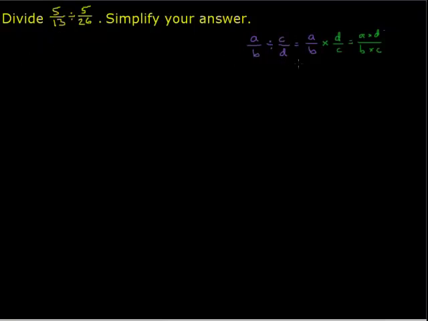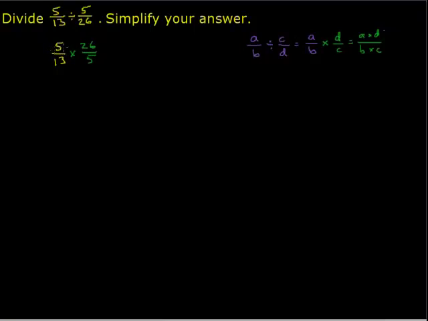Well, as we said over here, we keep the first fraction untouched. So let's keep that the same, 5/13. And now we change the division to a multiplication. So we have a multiplication here. And then we just flip this second fraction. Another word for that flip is to say take the reciprocal of that fraction. So we have 26 over 5.